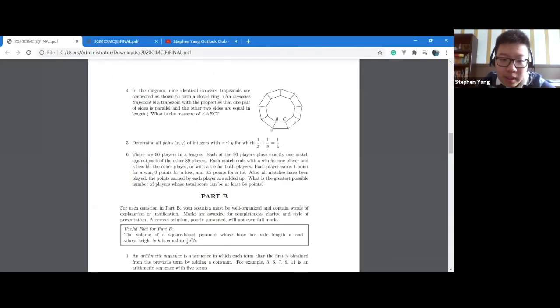There are 90 players in the league. Each of the 90 players plays exactly one match against each of the other 89 players. Each match ends with a win for one player and a loss for the other player, or a tie for both players. Each player earns 1 point for a win, 0 points for a loss, and half a point for a tie. After all matches have been played, the points earned by each player are added up. What is the greatest possible number of players whose total score can be at least 54 points?